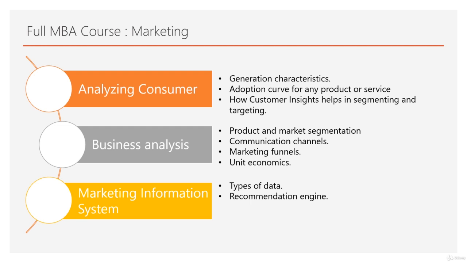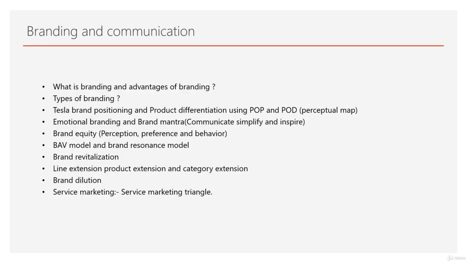And in the third section, branding and communication, we will start our journey with a very basic branding concept: what is branding, what are the advantages of branding, and how many types of branding there are. We will also learn about brand positioning and product differentiation using point of parity and point of difference. And to simplify the perceptual map, we will take an example of Tesla, where we will understand how Tesla is able to create a point of difference.